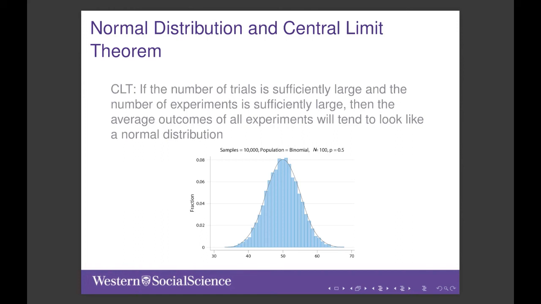The chapter talks a bit about the central limit theorem. This is fundamentally important, but we'll come back to it in more detail after we discuss measures of spread and center. What the central limit theorem says is that if the number of trials is sufficiently large and the number of experiments is sufficiently large, then the average outcomes of all experiments will tend to look like a normal distribution.